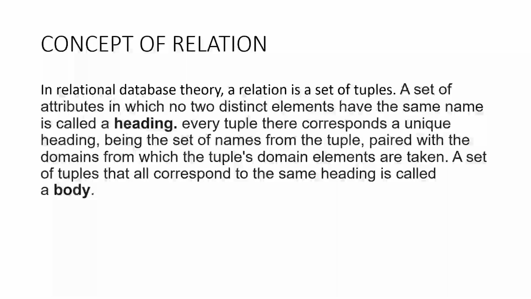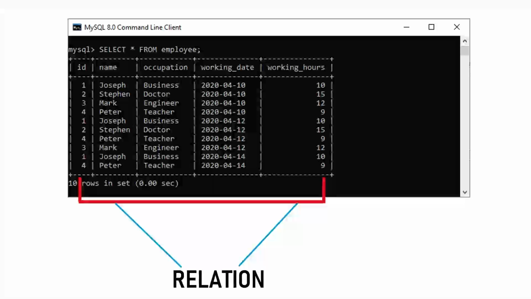Concept of relation. In a relational database theory, a relation is a set of tuples. A set of attributes in which no two distinct elements have the same name is called a heading. Every tuple there corresponds a unique heading being the set of names from the tuple, paired with the domains from which the tuple's domain elements are taken. A set of tuples that correspond to the same heading is called a body. The marked area in the table is relation. We can see the whole area including the domain and the attributes is known as relation.